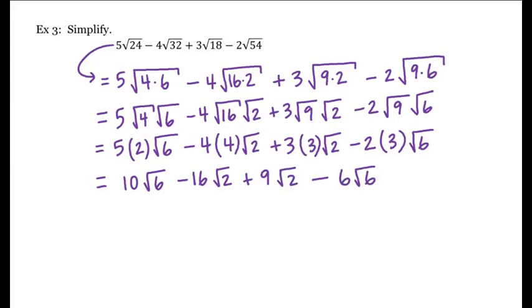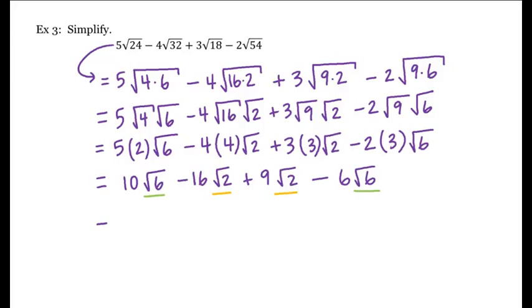Now what's different here that we didn't see in the last two examples is we're left with two different types of radicals. We have the square root of 6 in two terms and the square root of 2 in the other two terms. So we'll combine terms with common radicals.